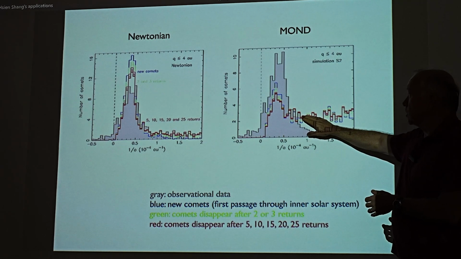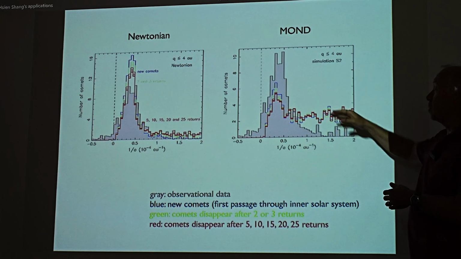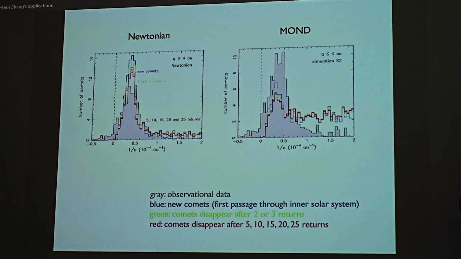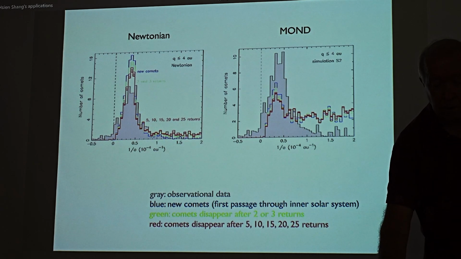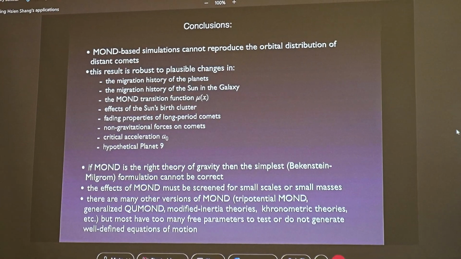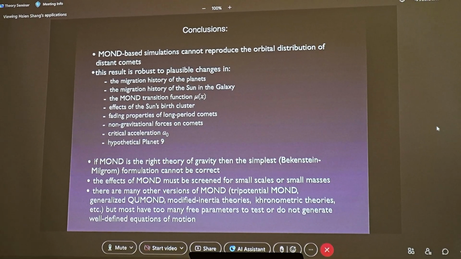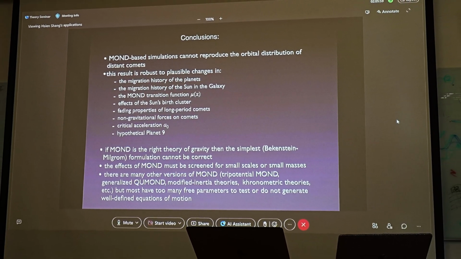And the presence of the tail is too strong, independent of what you choose for a fading law. So there's simply no fading law you can pick that will make the data agree with the theoretical calculations of the formation of the Oort cloud. So the conclusion from this is that MOND-based simulations can't reproduce the orbital distribution in the Oort spike.